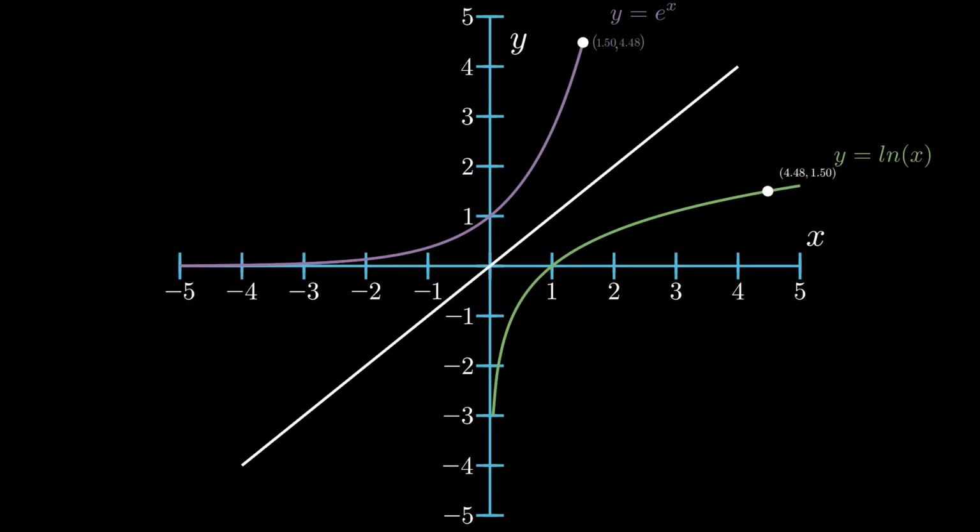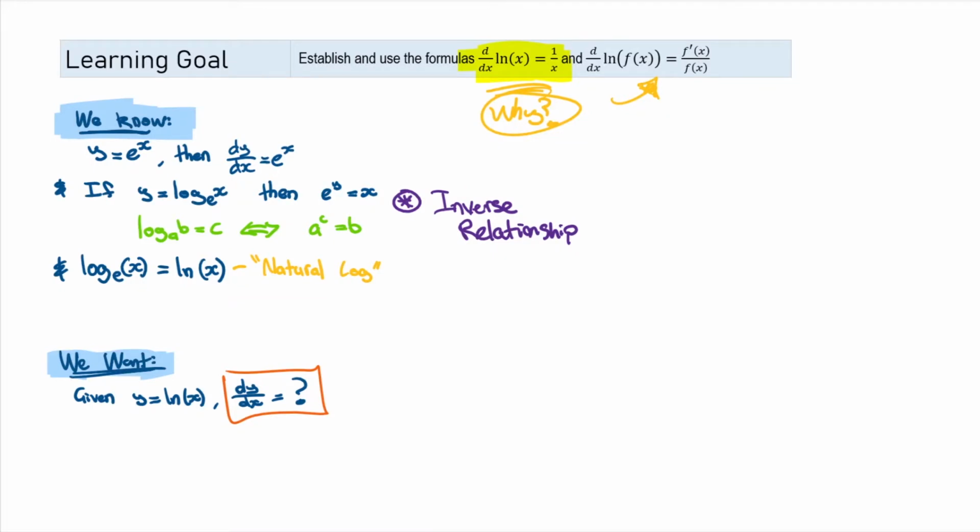What we want to look for here is, given that we've got the natural log of x as a function, what is the derivative of that function? Now I'm going to use this inverse relationship to help us establish the derivative. If we've got y equals natural log of x, that is the equivalent of writing e to the power of y equals x. But I'm going to use this one here, e to the power of y equals x, because I know how to deal with the derivatives of exponentials.